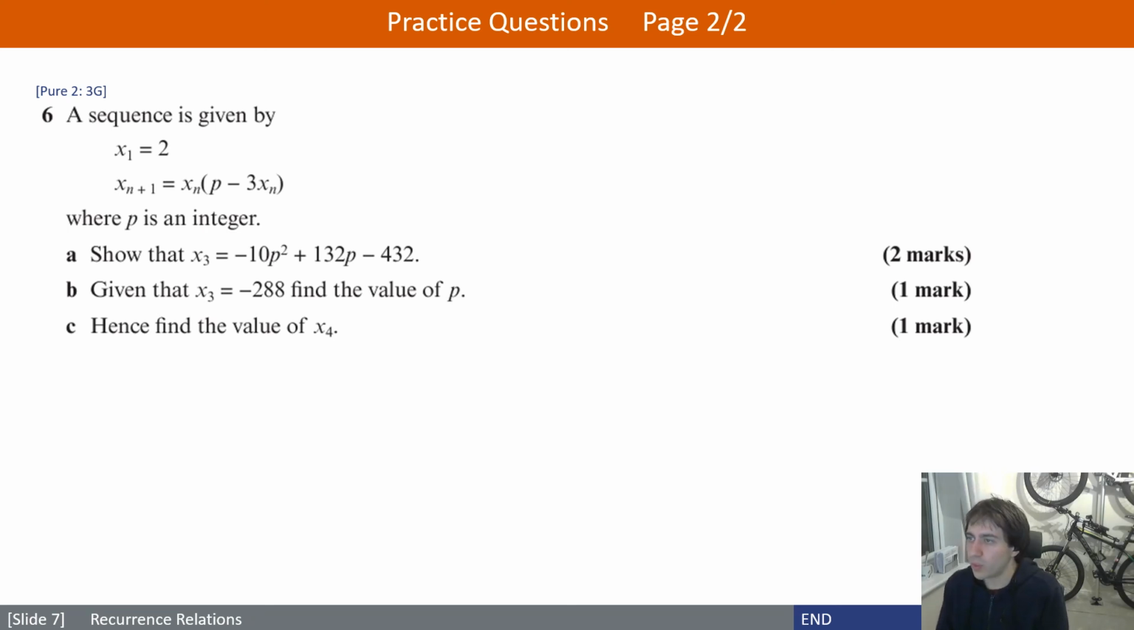And finally, we've got one here. So this is an interesting recurrence relation we've got. It makes use of the previous term twice. Just one initial condition or one initial value. So see if you can find x3. We've done something similar to that in a previous example. Find the value of P given the x3 value, and then can you find the x4 value? So 4 marker, give it a go. Pause the video now.